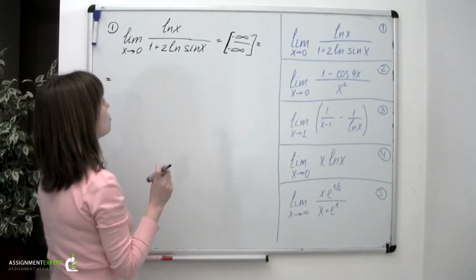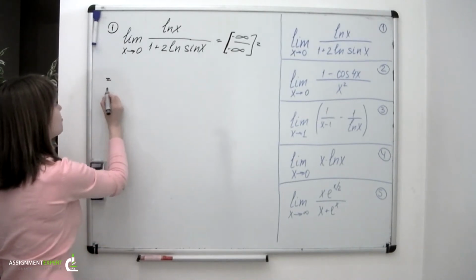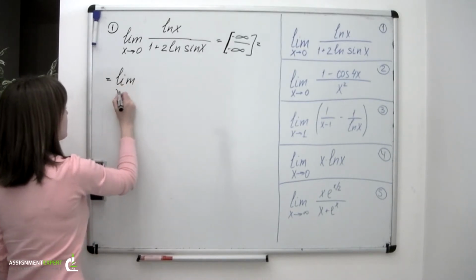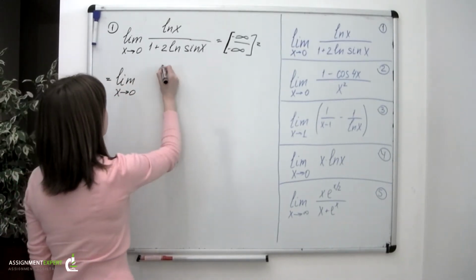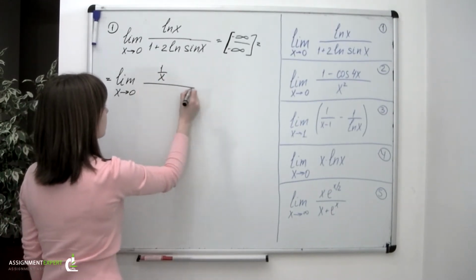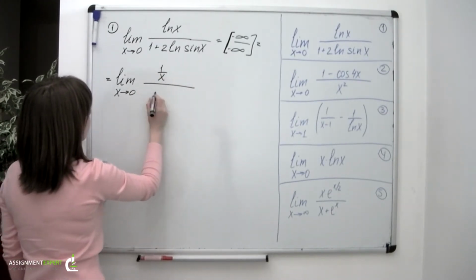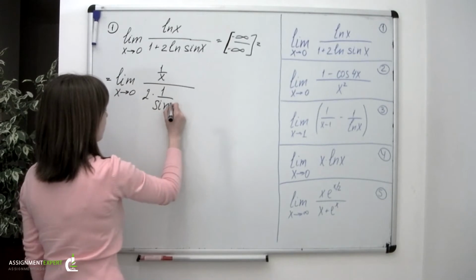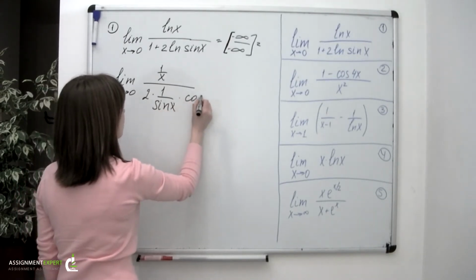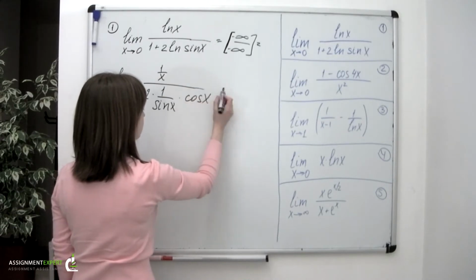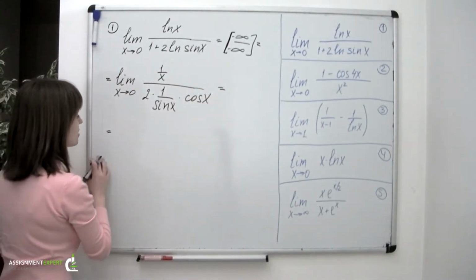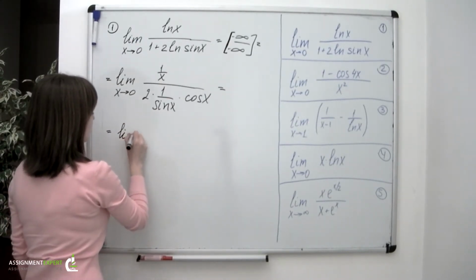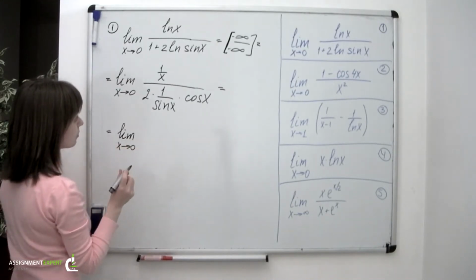So we can try and use L'Hopital's rule, and to do this we need to find the derivatives of the top and the bottom. So we go, the limit as x approaches 0 of 1 over x divided by 2 times 1 over sine x times the cosine of x. This looks a little messy, so I suggest that we clean this up a little bit.